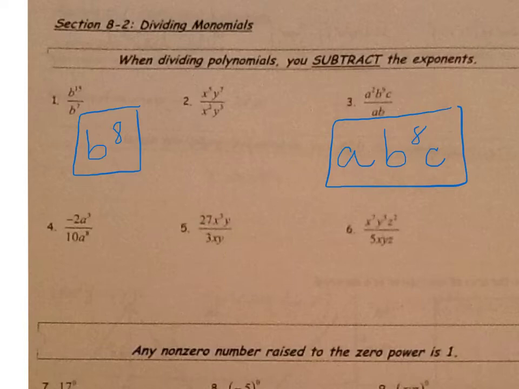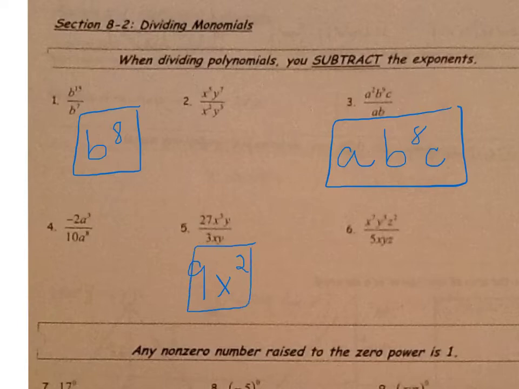Okay? Alright, take a look at number 5. When you see the coefficients 27 and 3, just remember, those are not exponents, so you're not going to subtract those. You're actually going to divide. 27 divided by 3 is 9. Then you're going to subtract the exponents, so you'll get x squared, and the y's cancel out.